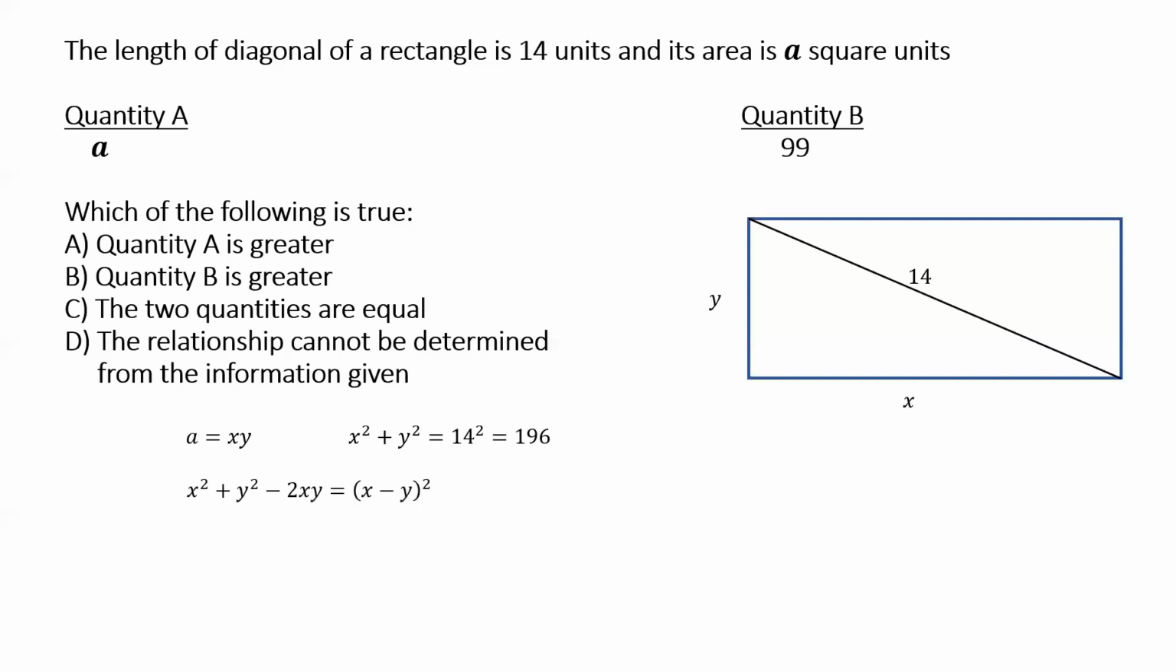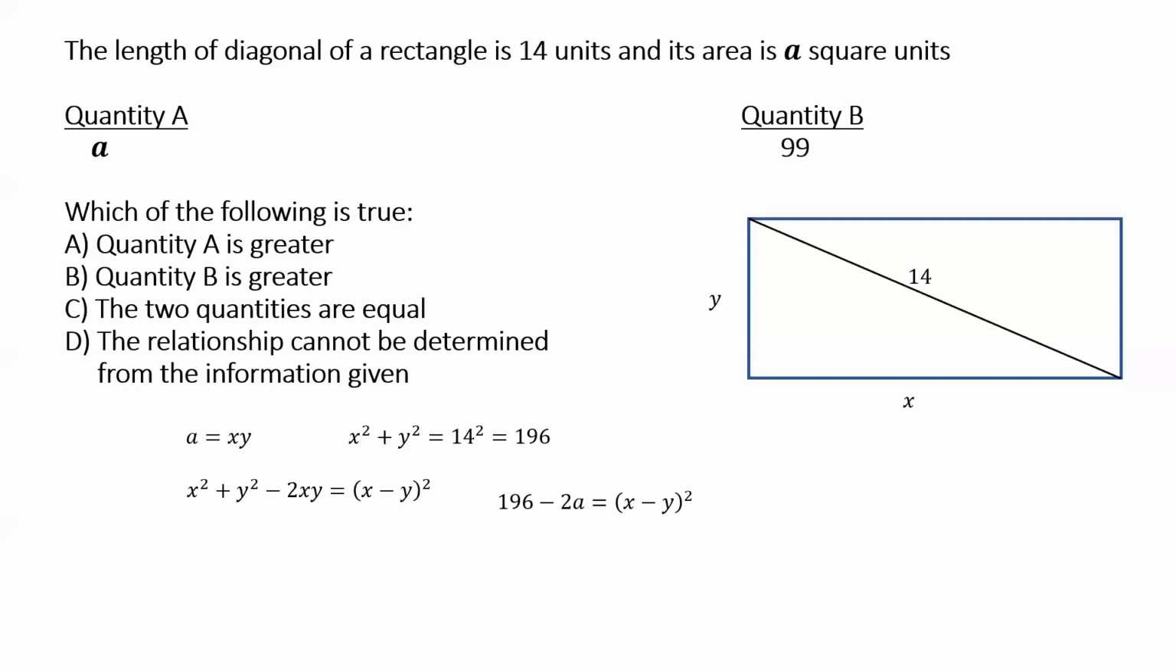So what is x squared plus y squared minus 2xy? Well, that's simply (x minus y) whole squared. It's a basic algebraic formula, right? Now, we know x squared plus y squared is 196, and we know xy is the area of the rectangle. So we can write 196 minus 2A is equal to (x minus y) whole squared.